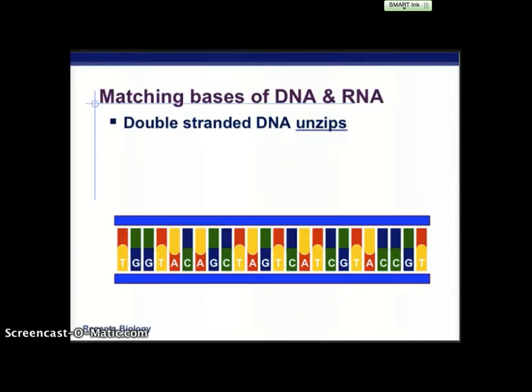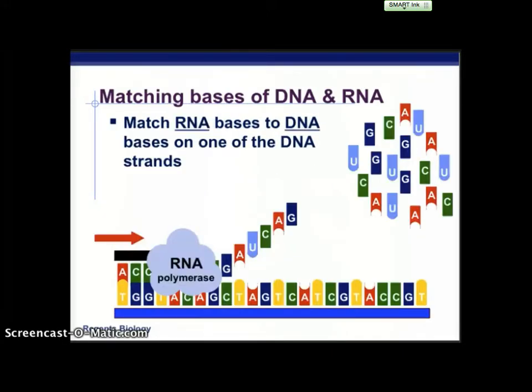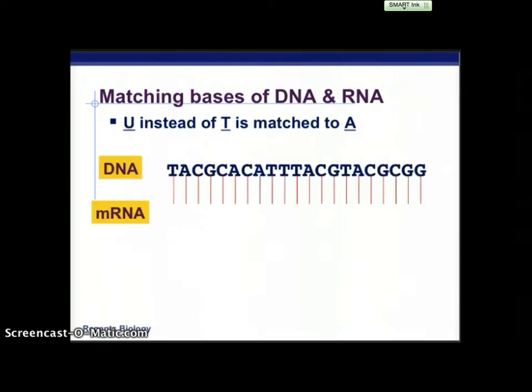So again, this double-stranded DNA has to be unzipped. Then RNA polymerase is going to match the bases. So match the RNA bases to the DNA bases on one of the DNA strands. So let's take a look at how this matches. So again, the U instead of T is matched with the A.